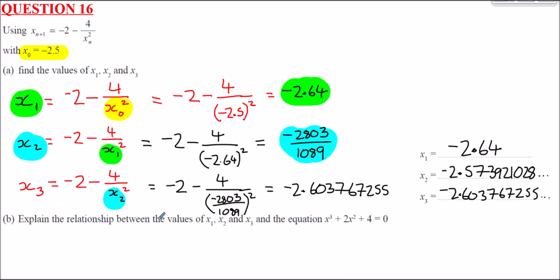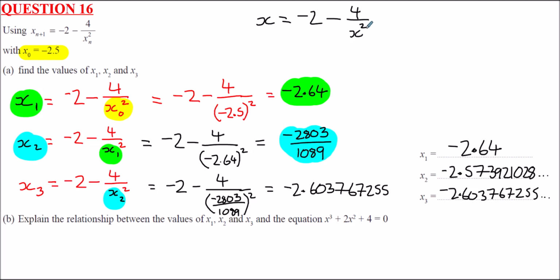Explain the relationship between the values of x1, x2 and x3 and the equation x cubed plus 2x squared plus 4 equals 0. This equation just seems to come out from nowhere. This isn't mentioned in part A at all. So I'll again try and let you understand where it's coming from. This first equation here, I could rearrange this so it looks like that. If I just call that an x and call xn, again just call that an x.